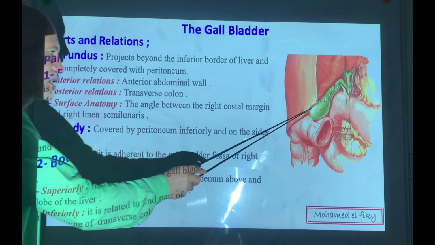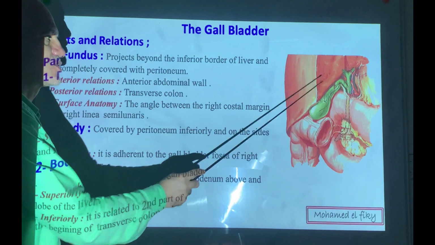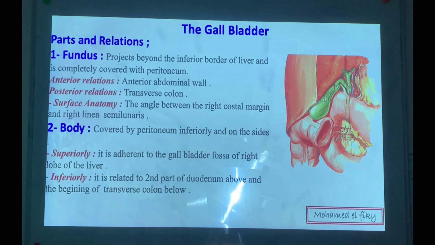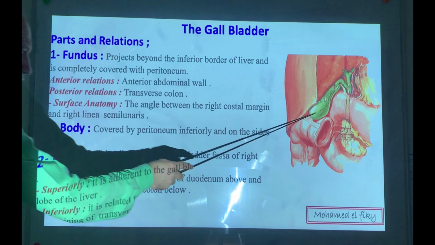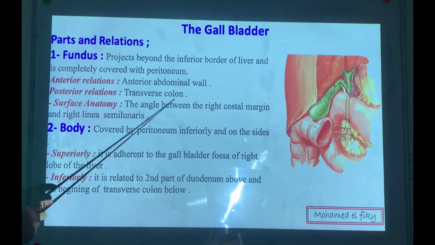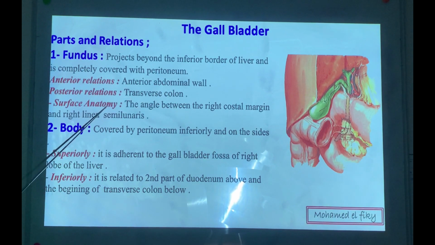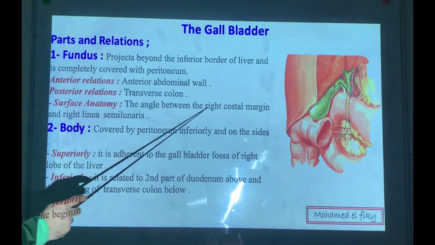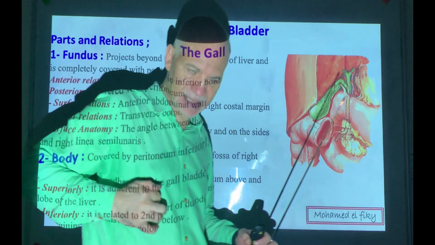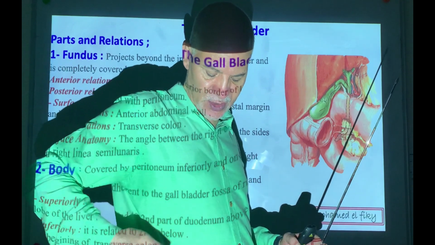This is the gallbladder related to the transverse colon, the fundus of the gallbladder. The fundus of the gallbladder in this area projects behind the inferior border of the liver and is completely covered with peritoneum. Anterior relations of the fundus are the anterior abdominal wall, with the transverse colon posterior to it. Surface anatomy: the angle between the right costal margin and the right linea semilunaris, which is the lateral border of the rectus abdominis, with the right costal margin.